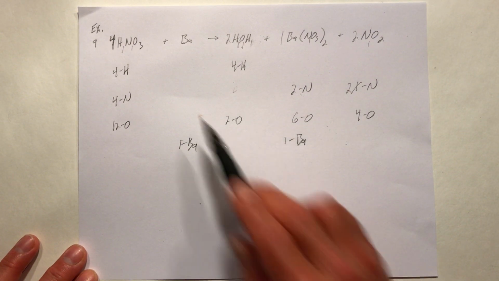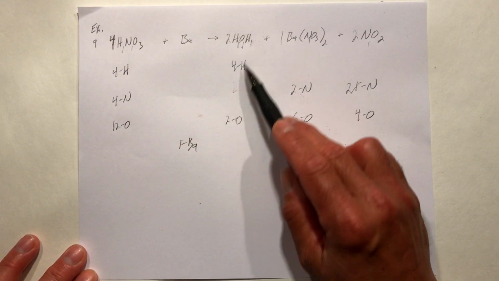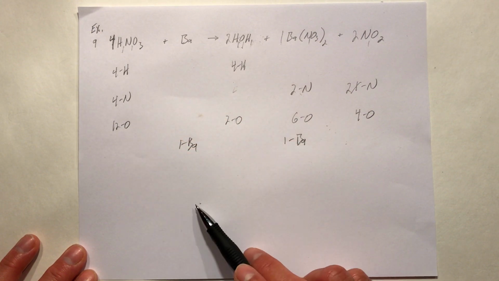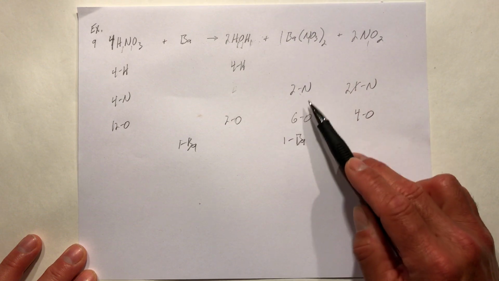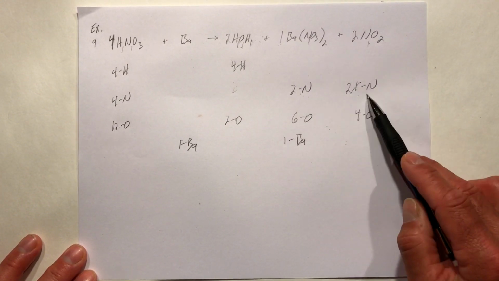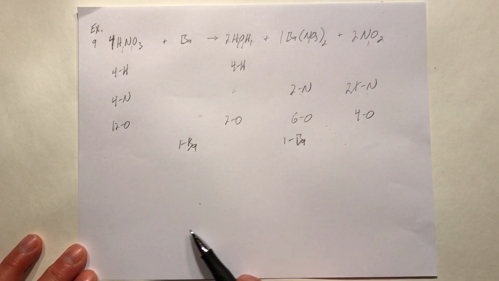So 4 times 1 is 4 H's. 2 times 1 and 2 times 1 again is 4 H's. 4 times 1 is 4 N's. 1 times 2 is 2. 2 times 1 is 2 N's. 2 times 1 is 2 N's. So 2 N's plus 2 N's is 4 N's. 4 times 3 is 12 O's.